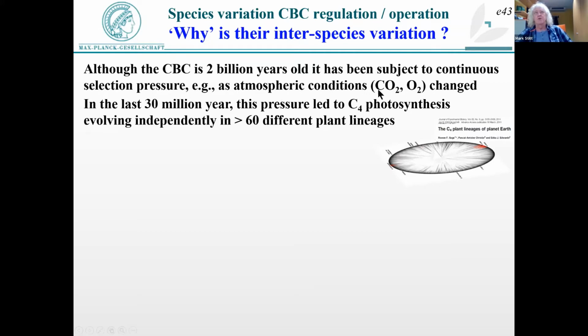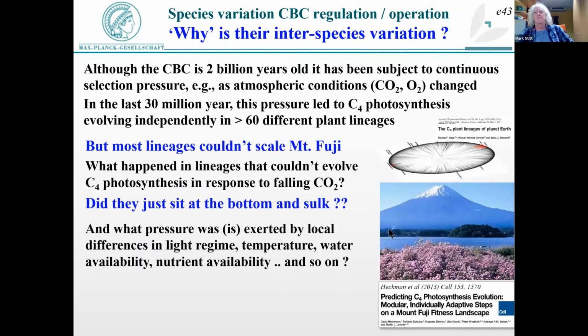And here are just a couple that John mentioned. In the last 30 million years, this pressure, especially falling CO2, has been enough to drive the evolution of C4 photosynthesis in at least 60 different plant lineages. So there was massive selection pressure on plants. But now I'm playing on a very nice paper from David Heckmann and colleagues, where they call this climbing Mount Fuji. That's how the plants get up to the top. But what happens to the lineages that didn't scale Mount Fuji? They had to sit down here at the bottom. Did they just sit at the bottom and sulk? Or did they actually also try to adapt in whatever way they could?